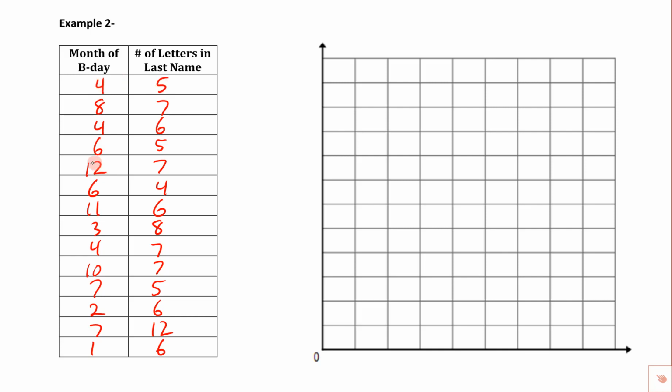Let's take a look at this one. This one would have been born in the 12th month, so December. They have 7 letters in their last name. 10th month right here, 7 letters in their last name. So we're going to go ahead and chart this data. So again, we want to label this. We're going to think of this as X, and we're going to think of this as Y. So let's label this. This is going to be the month, and over here this is going to be number of letters in their last name.